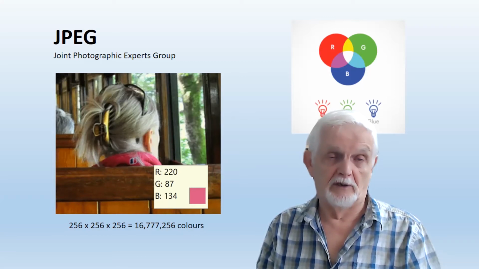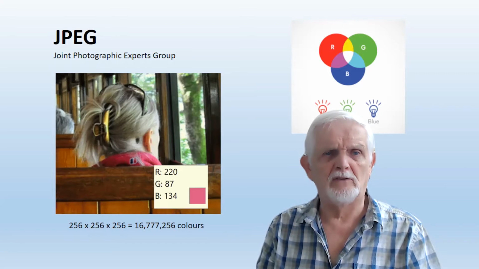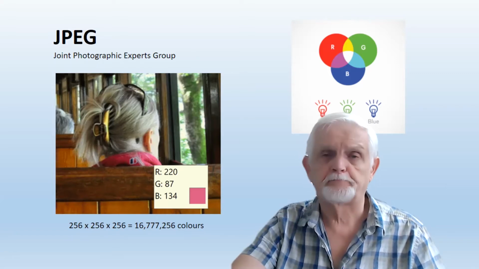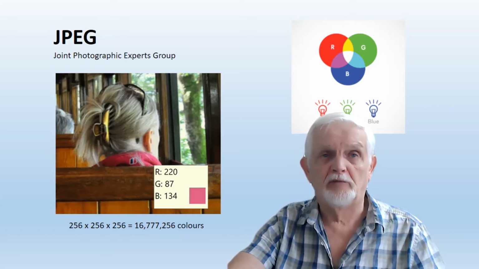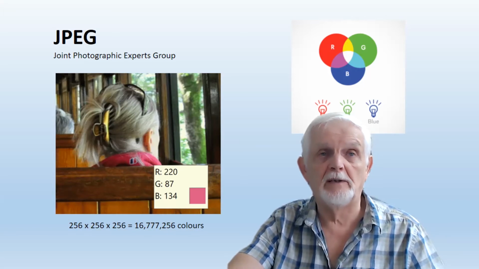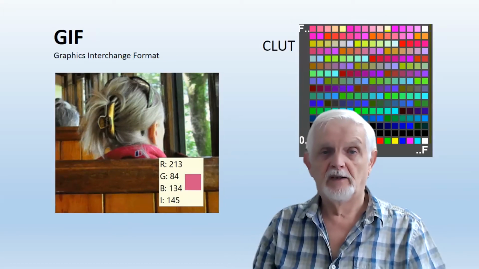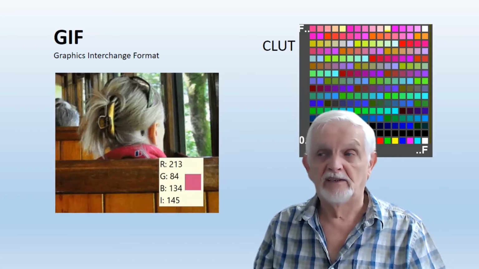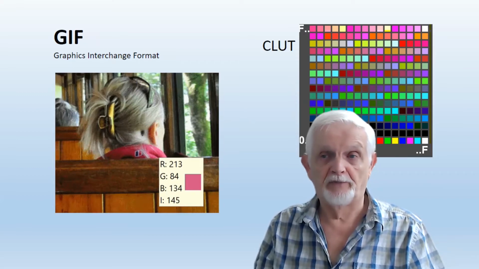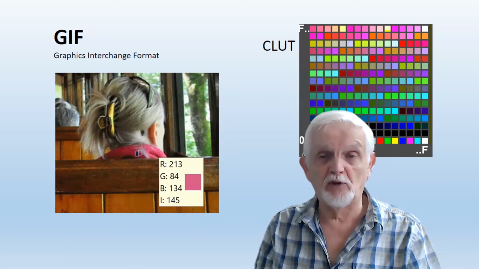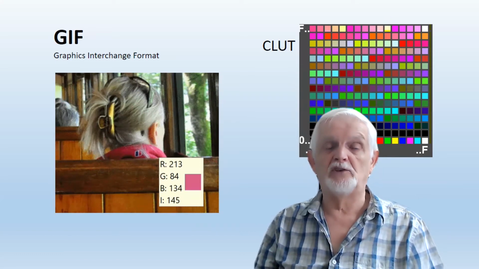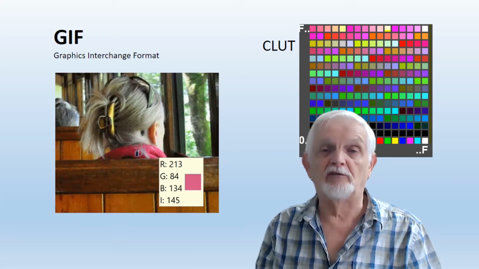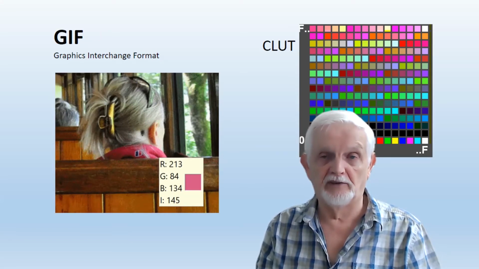And the image is quite detailed, as you'll see there. Unfortunately, we can't use it for the overlay, but we can use GIFs. Now, GIFs use a different method. They don't have 16.7 million colors. They've got 256. Not necessarily the same 256, but any one image will have a maximum of 256 different colors in that image, no more.